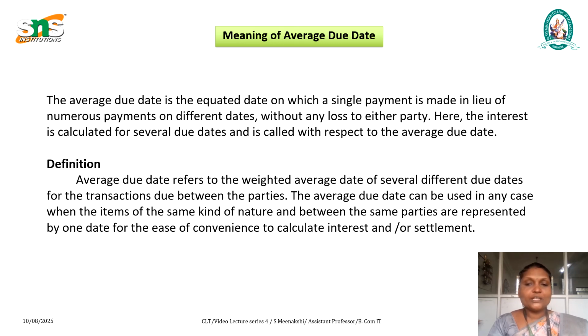So the average due date can be used in any case when items of the same nature between the same parties are represented by one date for the ease of convenience to calculate interest or settlement. So this kind of average due date is mainly used in case of same items where both parties are involved in the transaction. This kind of average due date will be helpful to ease the transaction.